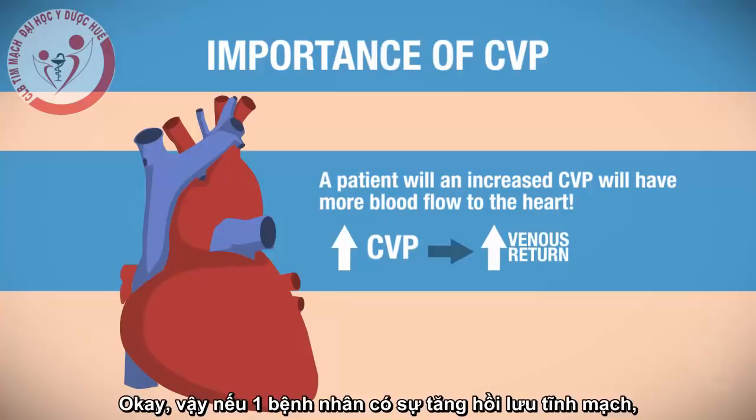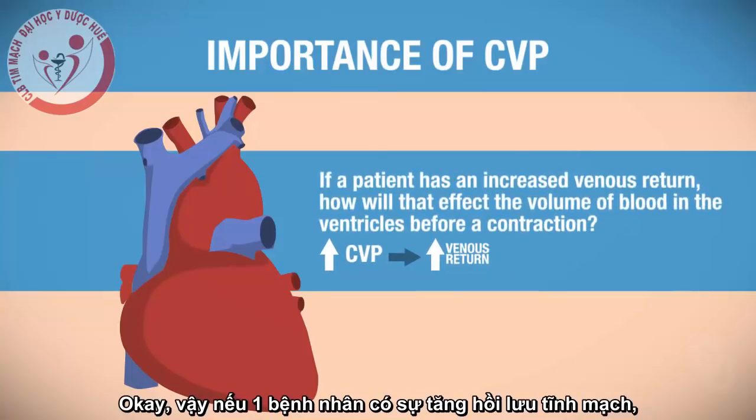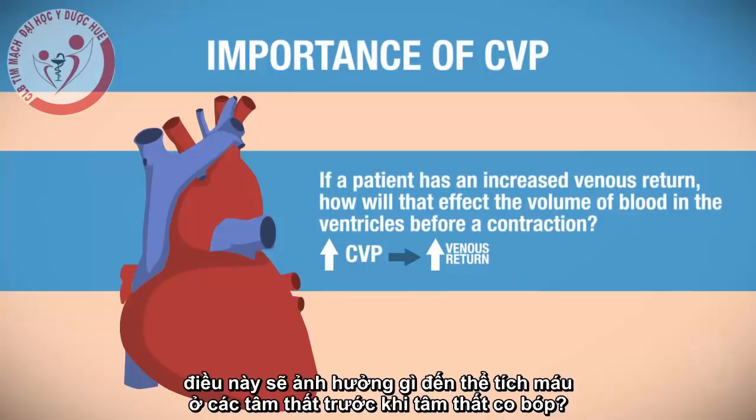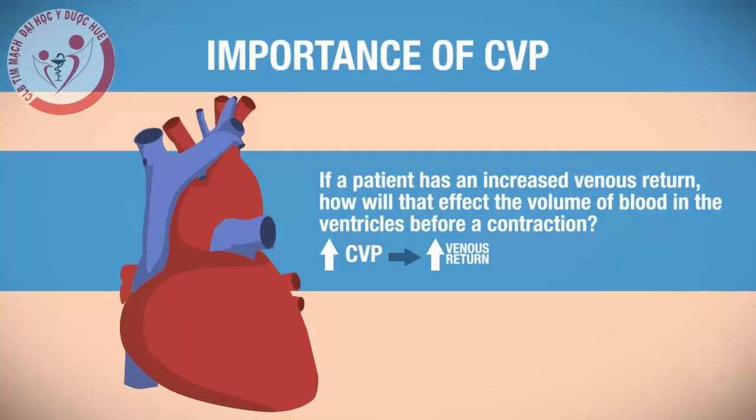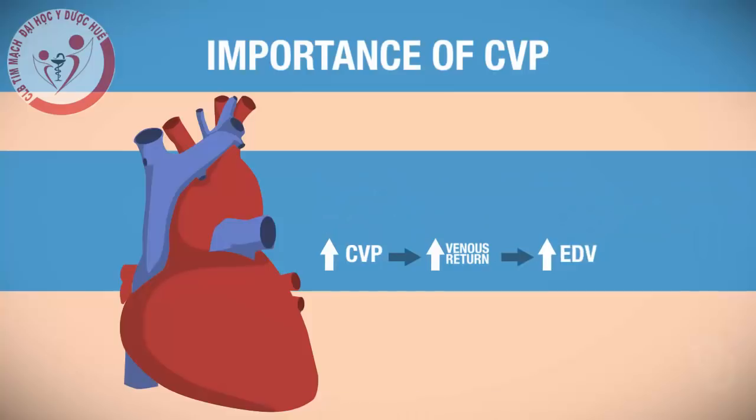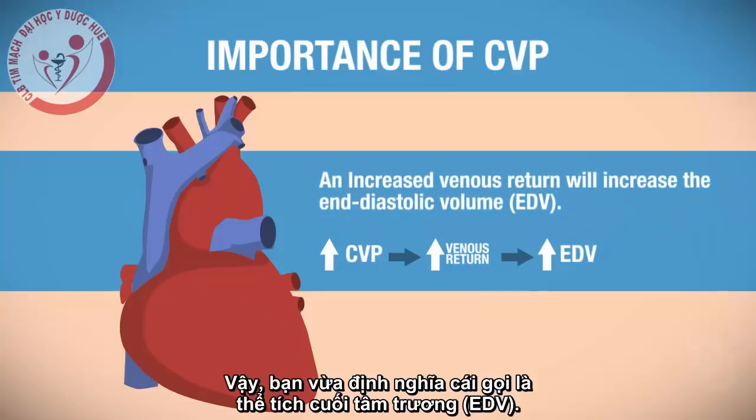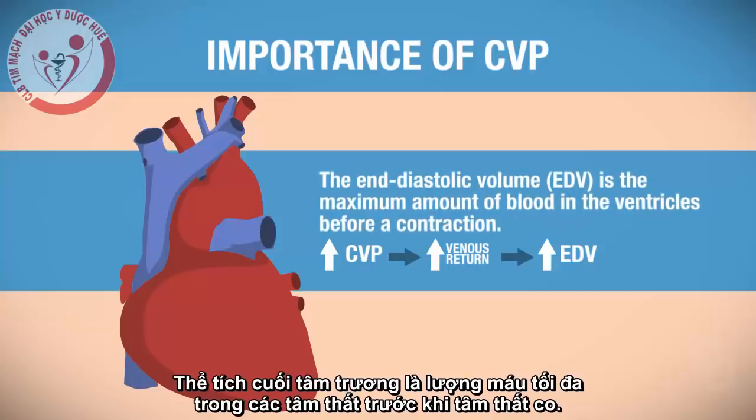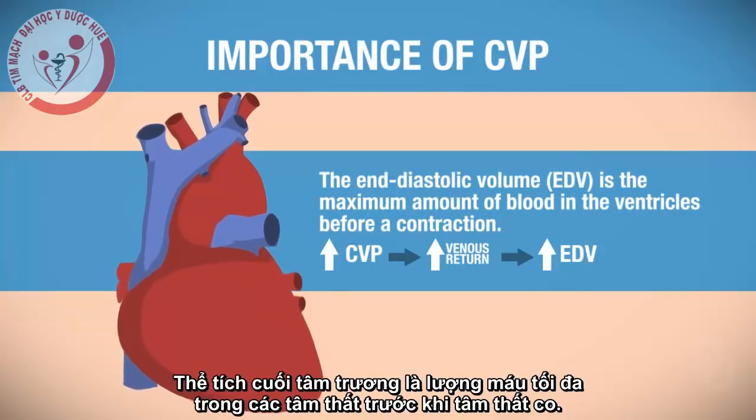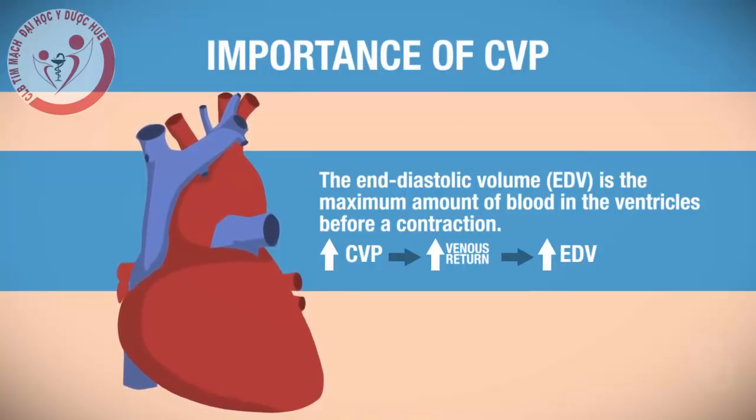Okay, so if the patient has an increased venous return, how is that going to affect the volume of blood in the ventricles before contraction? It increases, right? You have just defined what's called the end diastolic volume, EDV. The end diastolic volume is the maximum amount of blood in the ventricles before contraction.